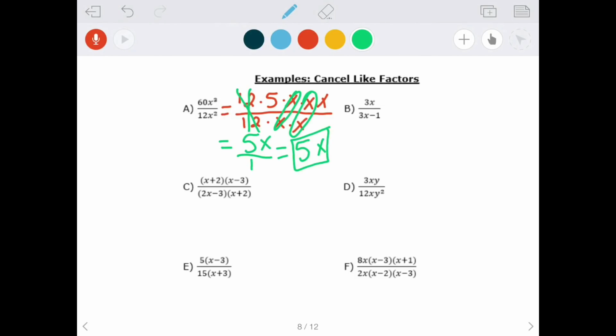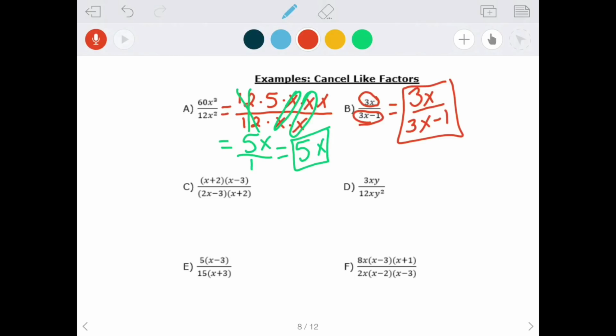When I'm looking at example B, I have 3x over 3x minus 1. So you have one term in the top, which is 3x, and you have one term in the bottom, which is 3x minus 1. Or, sorry, two terms, but one factor. So, since 3x and the negative 1 are not being multiplied, we cannot factor these anymore. Therefore, your final answer is 3x over 3x minus 1.